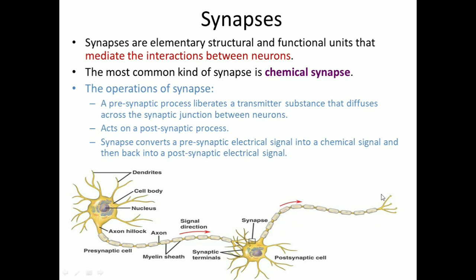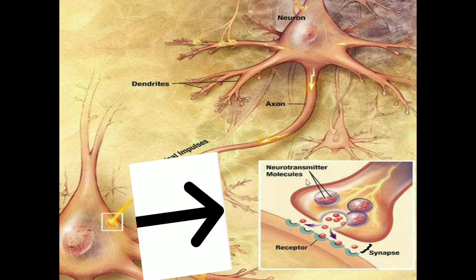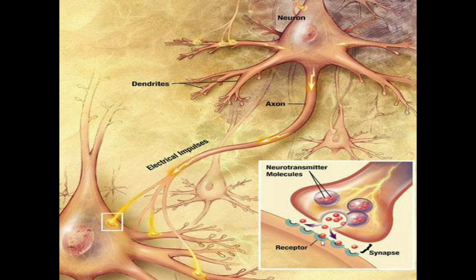So this is how a biological neuron looks. These are the dendrites, this is the axon. The electrical impulse is passing through the axon from one particular neuron to another particular neuron. These are called the neurotransmitter molecules, and these are called the receptors, as we have discussed in our block diagram about the receptor. So this is the receptor and these are called the synapses.